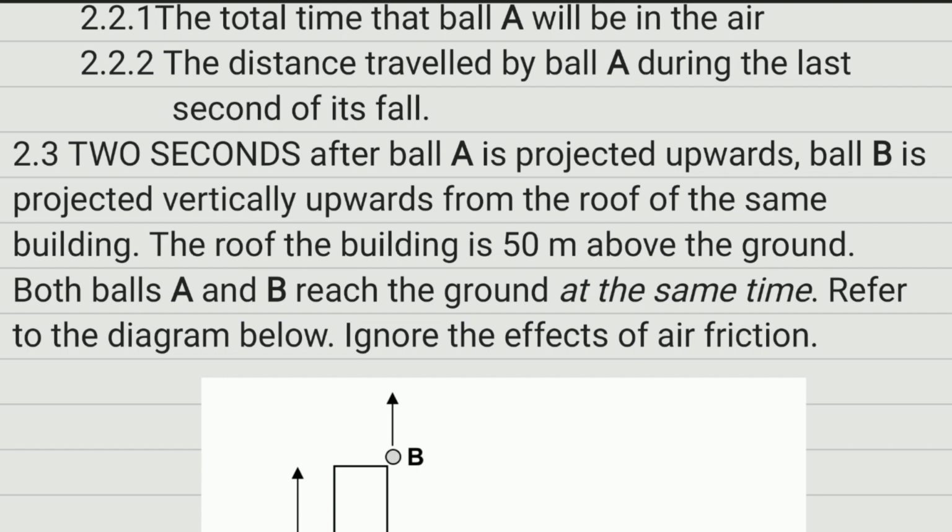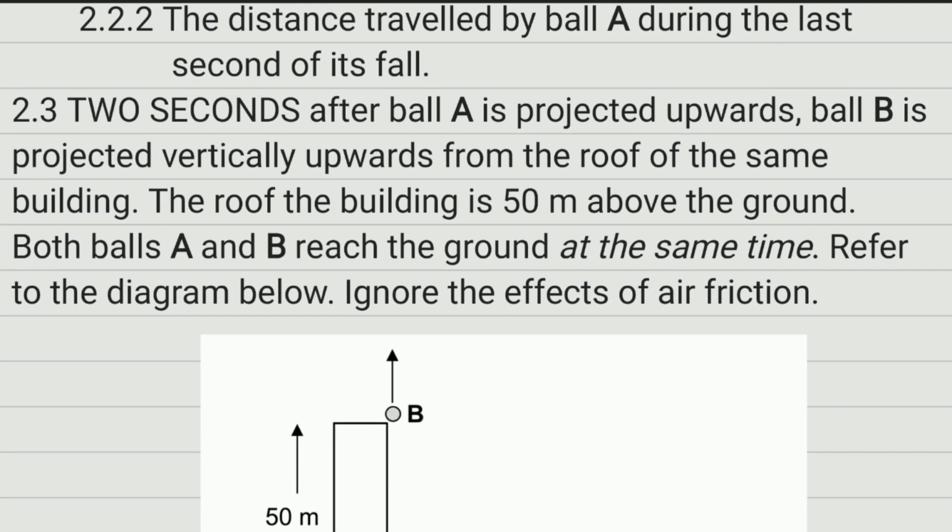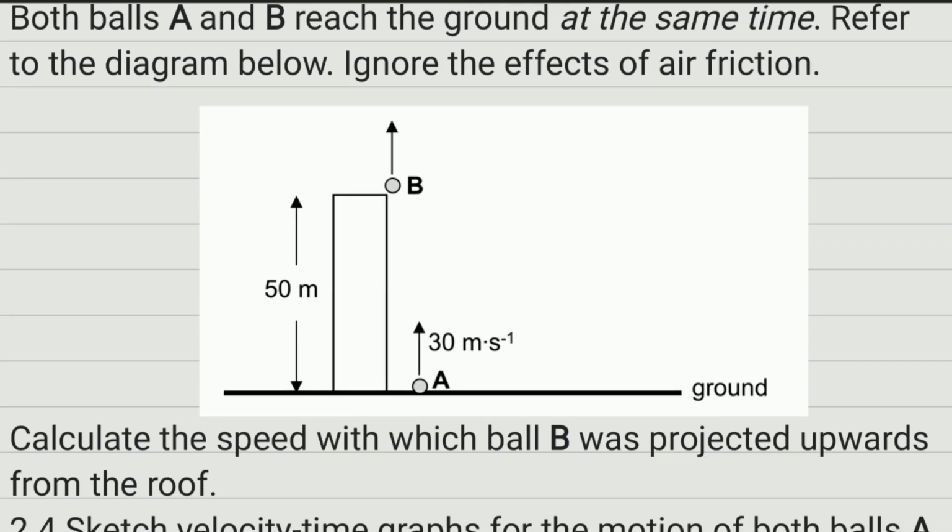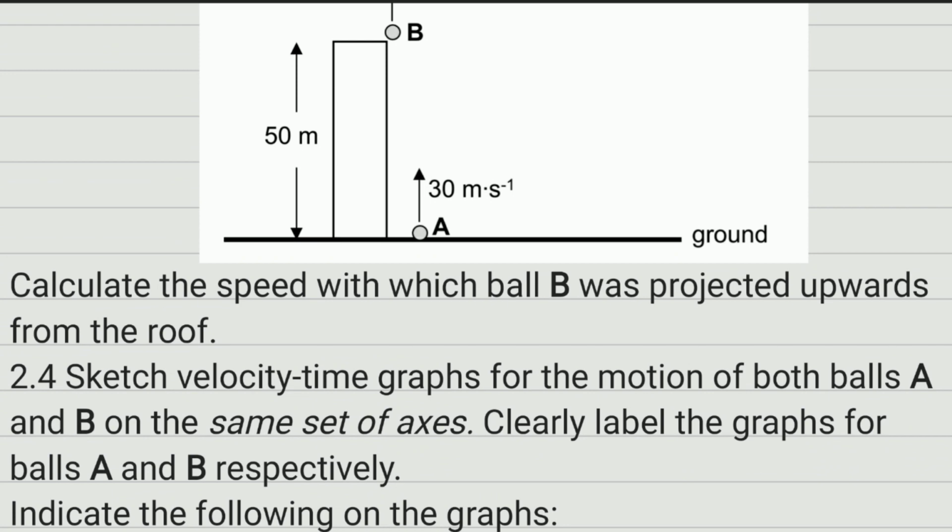Question 2.3: 2 seconds after ball A is projected upward, ball B is projected vertically upward from the roof of the same building. Now this is a little bit more tricky than before. The building is 50 meters above the ground. Both balls A and B reach the ground at the same time. Refer to the diagram below, ignore the effect of friction. Calculate the speed with which ball B was projected upward from the roof.